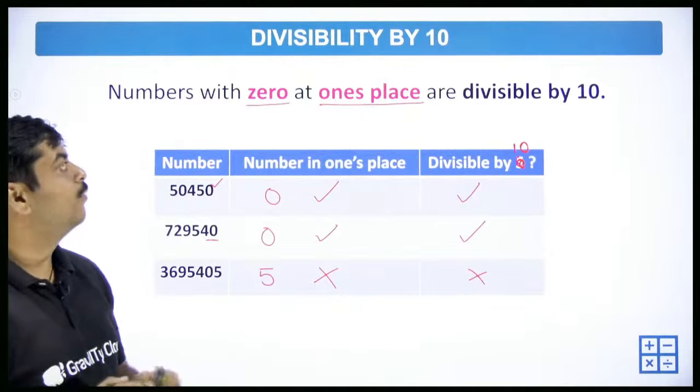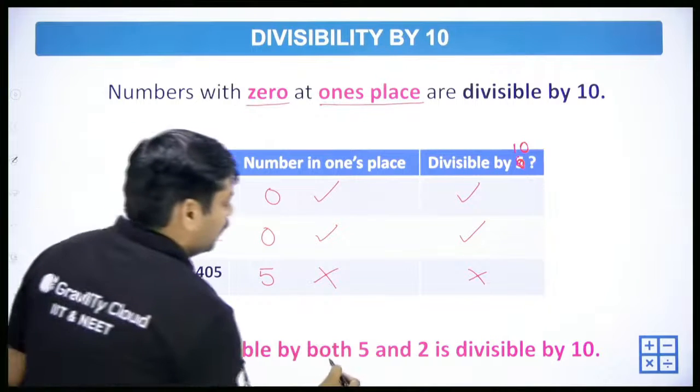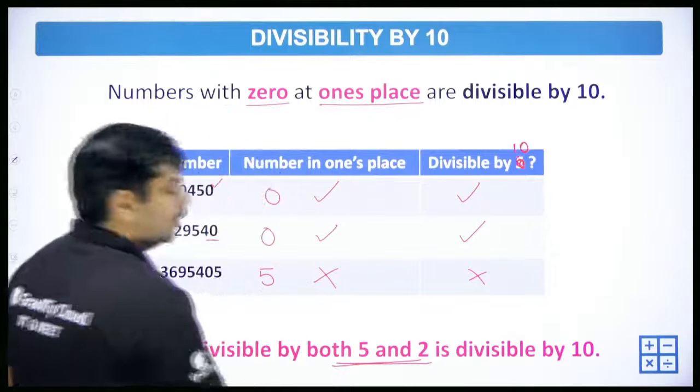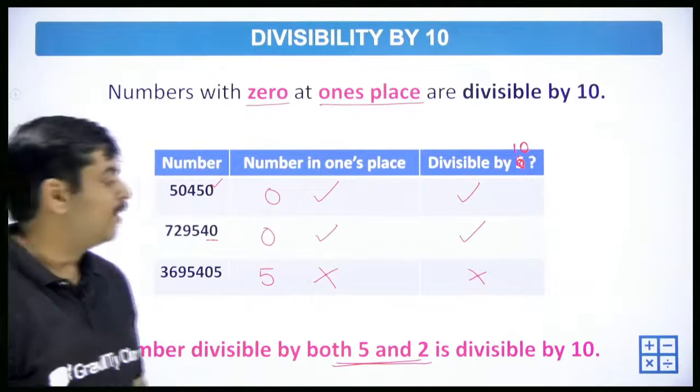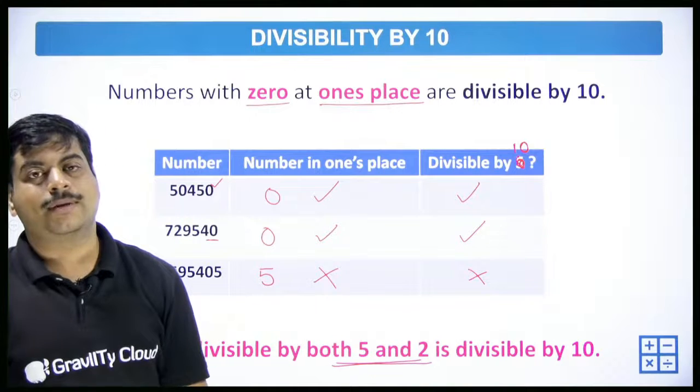Right, so let's move forward to the next one. A number divisible by both 5 and 2 is divisible by 10. Okay.